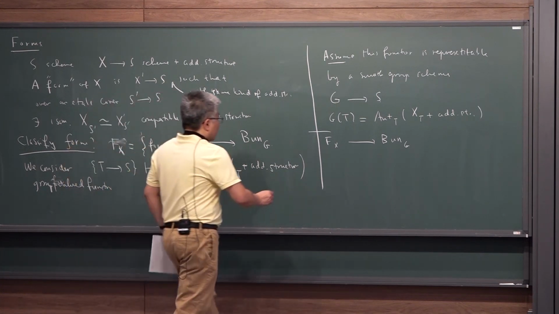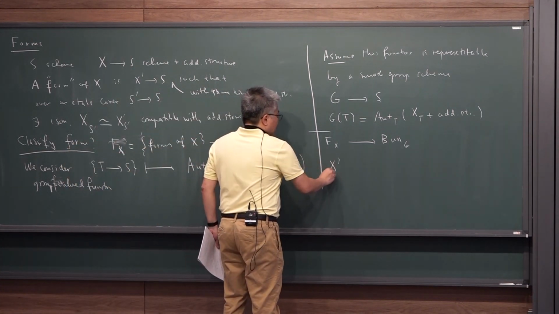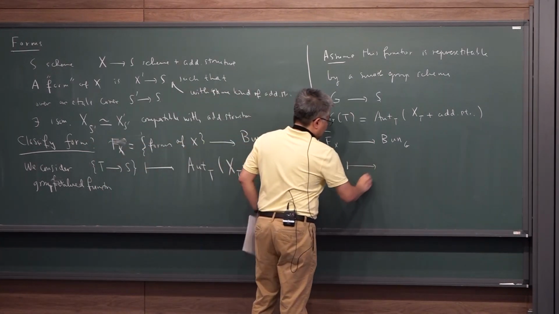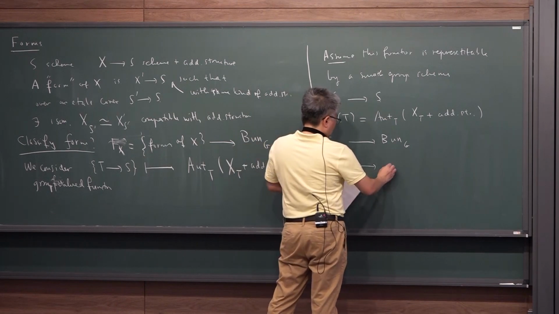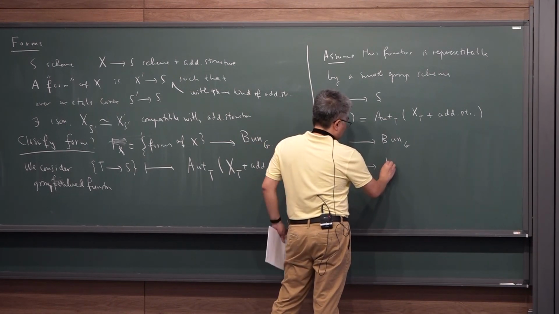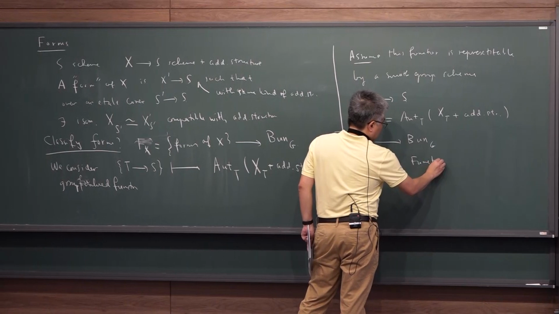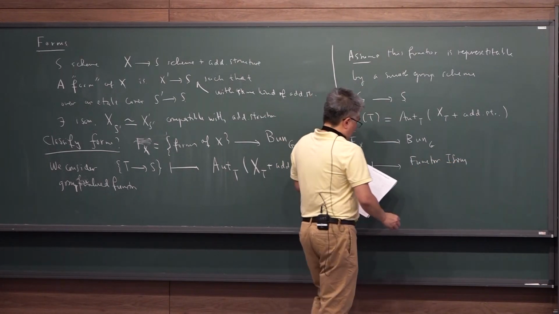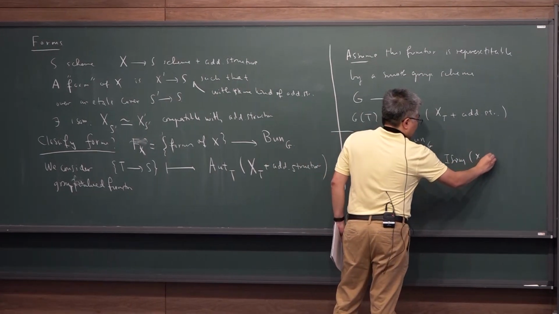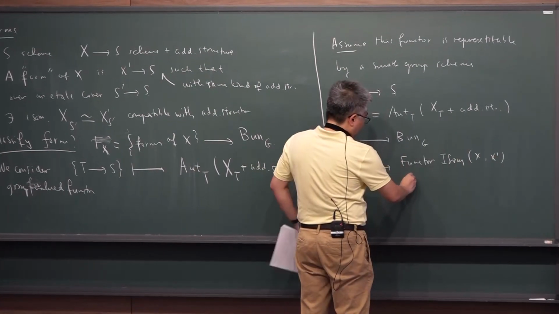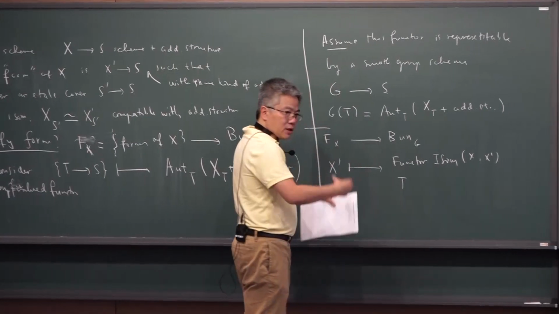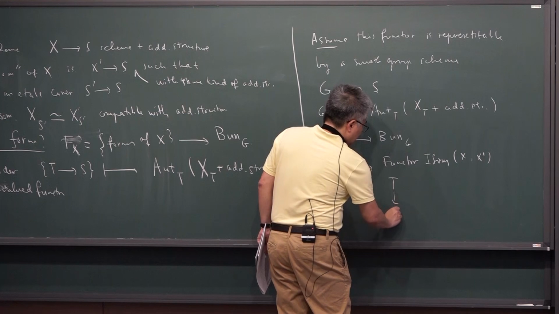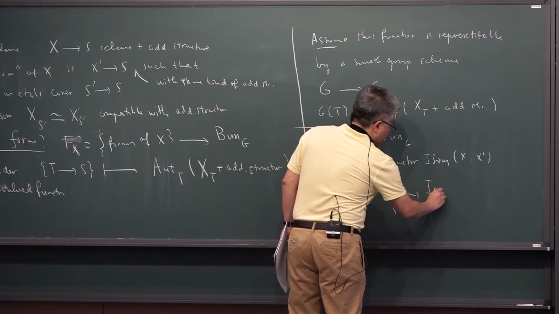Which is just x prime. Every time we have x prime, some form of x, which is associated with it, a functor, the functor Iso of x and x prime, so that over every t, so when t is compared to the structure t over s, then you look at the Iso.